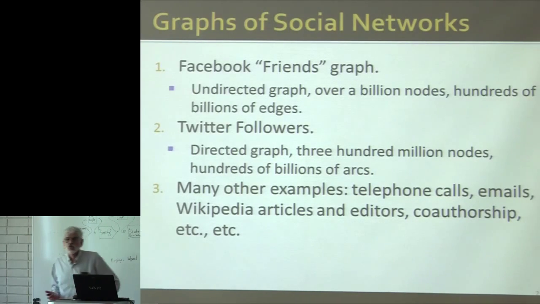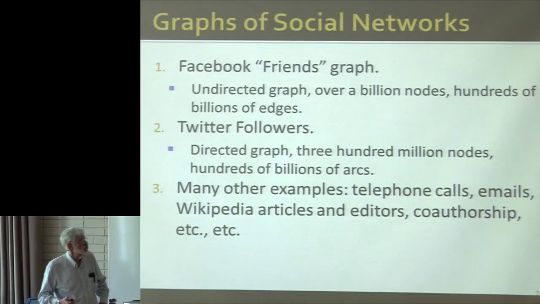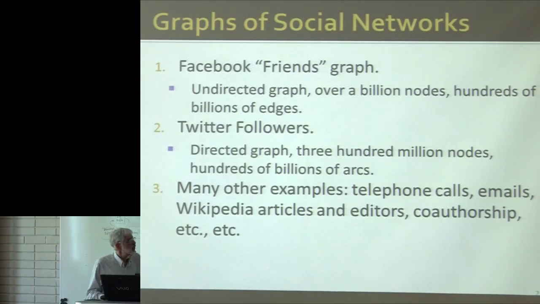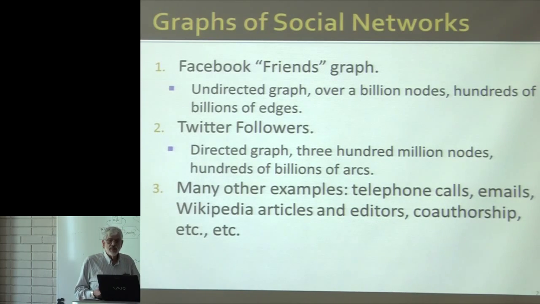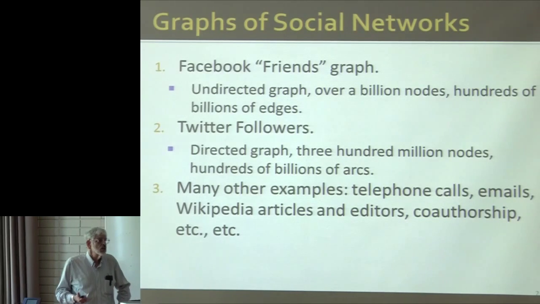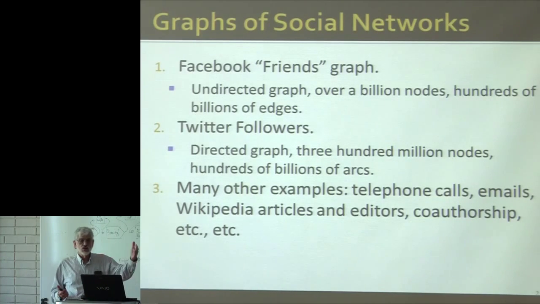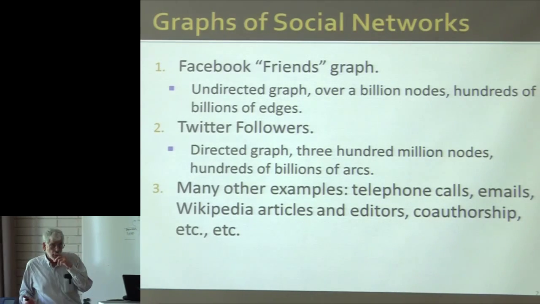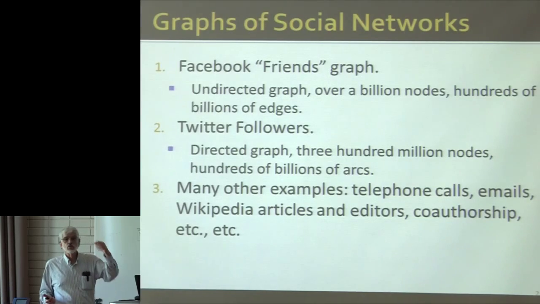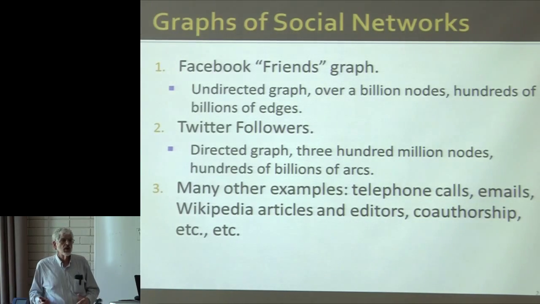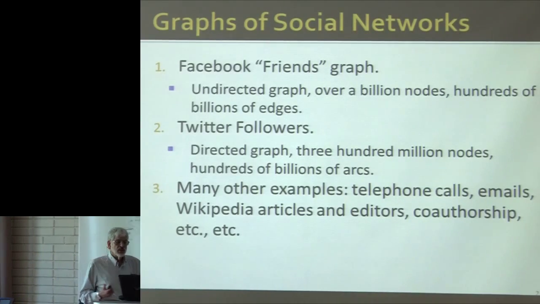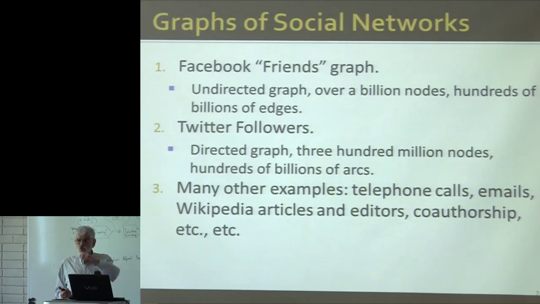There are some social networks that have two or more kinds of nodes. So, for example, Wikipedia articles and the editors of those articles can be nodes, and there's an edge between an article and an editor if that editor has done any work on that article. Similarly, you can have things like co-authorship. Nodes can be journal papers and authors of those papers, and there's an edge connecting each paper node to the author nodes that are authors of that paper.